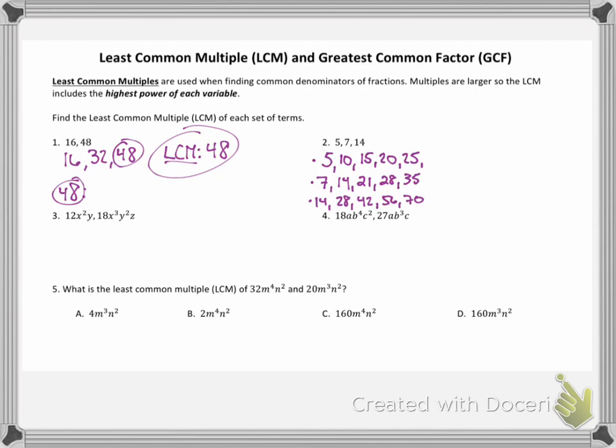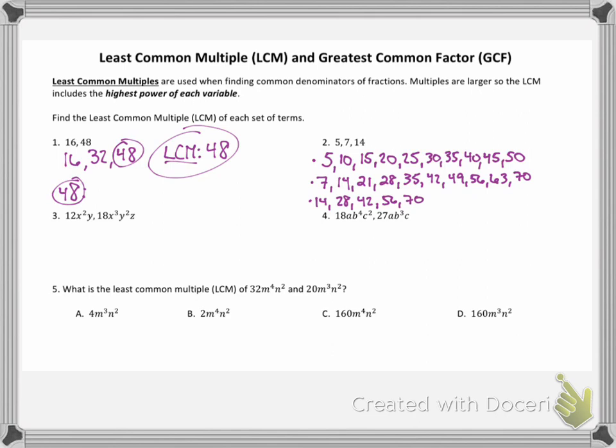So I'm going to count by 5 some more. Times 6 is 30. 5 times 7, 35. Times 8, 40. Times 9, 45. Times 10, 50. Do the same thing with the 7s. 7 times 6 is 42. Times 7, 49. Times 8, 56. Times 9, 63. And times 10, 70.